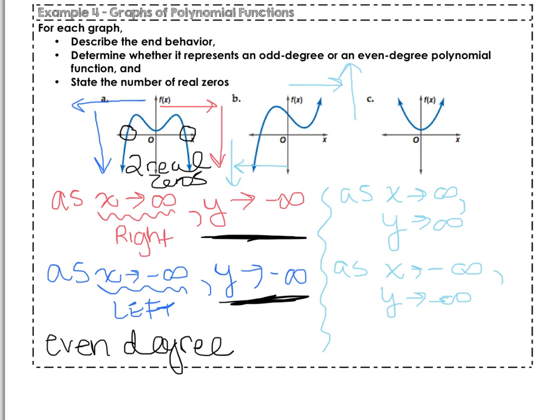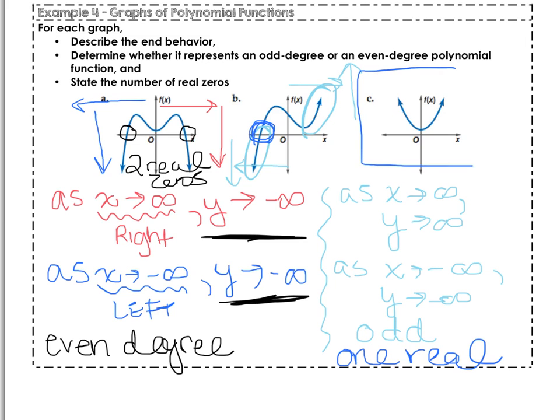Because one end is up and one end is down of my curve here, okay, this tells me that it's an odd degree polynomial because they're going in different directions. Notice I also only cross the x-axis in one location, so I only have one real 0, okay? I would like for you to do C on your own and check your answers with your textbook.